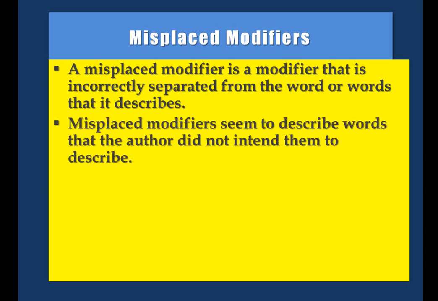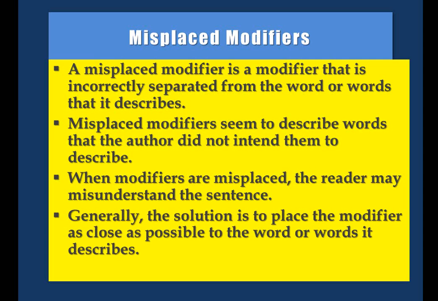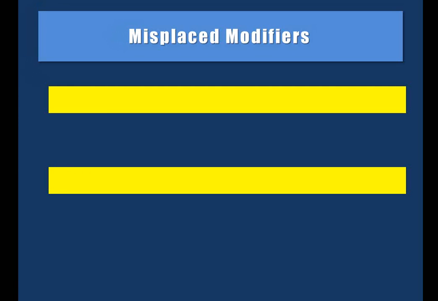Misplaced modifiers seem to describe words that the author did not intend to describe. When modifiers are misplaced, the reader may misunderstand the sentence. And generally, the solution to these kinds of problems is to place the modifier as close as possible to the word or the identity that it is describing. We'll further understand misplaced modifiers with the help of a few illustrative examples.